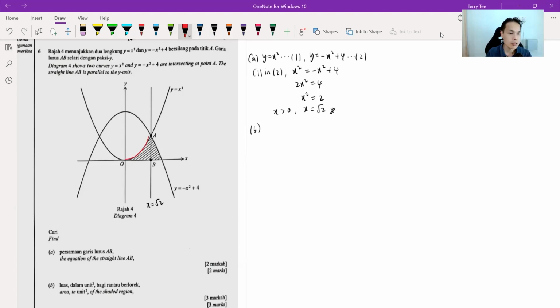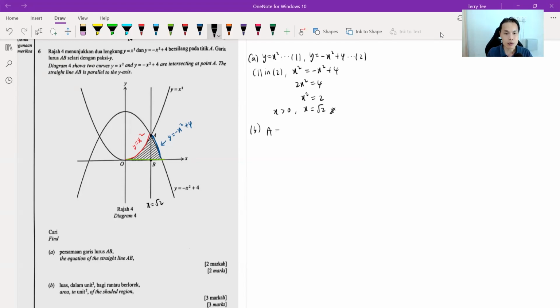This is a curve. It is given by the equation y equals x squared. And the second curve, maybe I highlight here. It is given by y equals negative x squared plus 4. So when you integrate with respect to x, the area is bounded by the x-axis, so we have to integrate y dx.